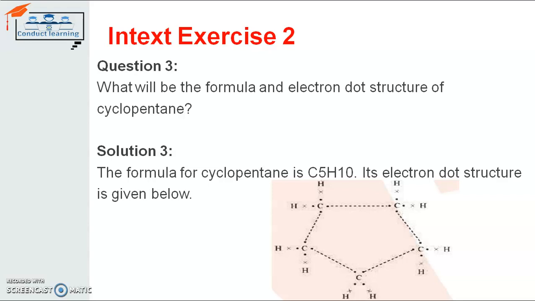Here you can see the number of carbon atoms in cyclopentane is 5: 1, 2, 3, 4 and 5. And accordingly the number of hydrogen atoms is 10: 1, 2, 3, 4, 5, 6, 7, 8, 9, 10. So each 2 hydrogen atoms are attached to 1 carbon atom. So the carbon atom will share 1 of its electrons with each hydrogen atom.